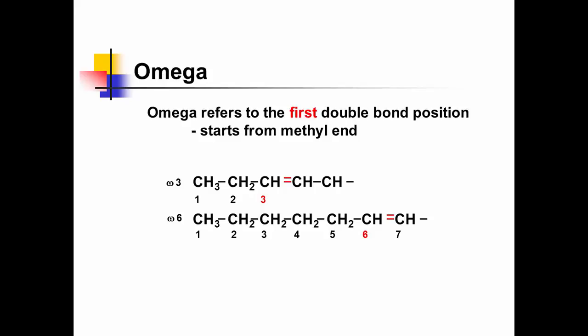So omega basically refers to the position of the first double bond starting from the methyl end. For example, omega-3 fatty acids have a first double bond at the omega-3 carbon position. And omega-6 unsaturated fatty acids have a first double bond at the carbon 6 omega-6 position, right? So this is how omega-3 or omega-6 fatty acids are named, depending on the position of the first double bond, right?